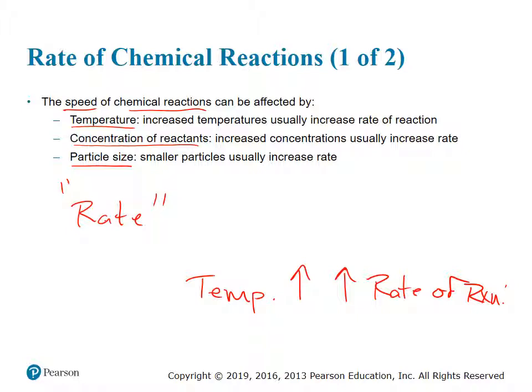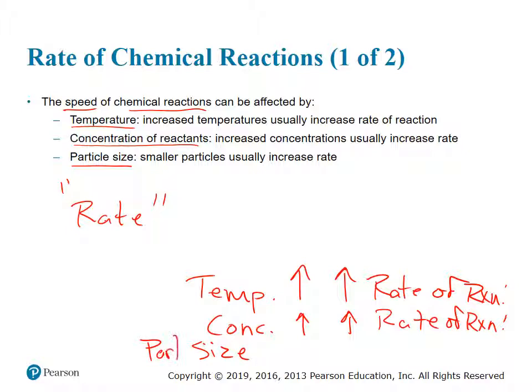If you increase temperature, you're usually going to increase the rate of reaction, or how fast a reaction works. RXN means reaction. That's an abbreviated version of reaction. That's usually what happens. When you increase concentration, you usually, not always, but usually increase the rate of reaction. Particle size: the smaller it is, the more it reacts, the faster it reacts, sorry. Okay?